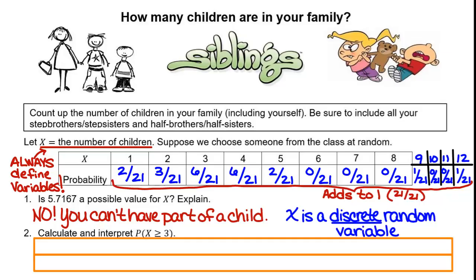Let's calculate and interpret this right here. What is the probability that x is greater than or equal to 3?